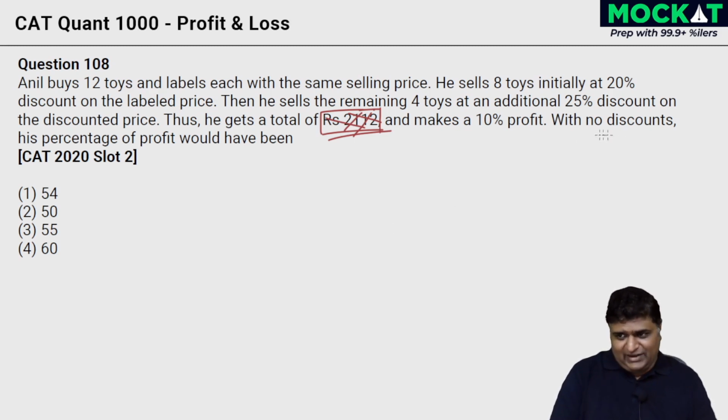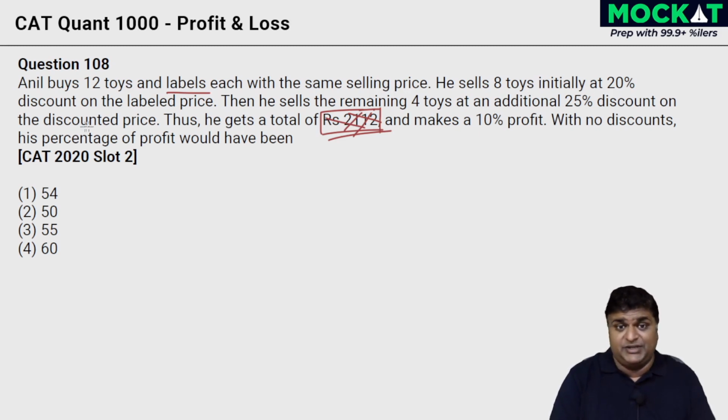Now, what is the final part? What are they asking us? With no discounts, this percentage of profit would have been what? Some discounts are given, so with no discounts, then what would this have been? Now, Anil buys 12 toys and labels, each with the same selling price. What do they mean by each with the same selling price? There are some labels given, and those labels have a certain selling price. He's buying them and he has to sell it at those prices.